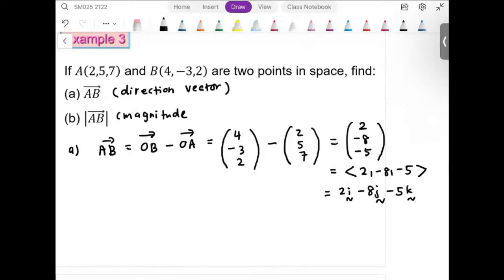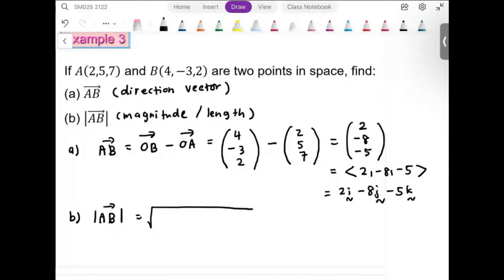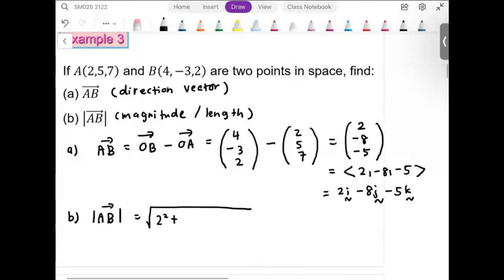Kena tahu simbol. Kadang-kadang soalan sebut magnitude, kadang-kadang soalan bagi simbol macam tu je, modulus je. Ataupun soalan suruh find the length. Term-term tu kena tahulah soalan nak suruh cari apa sebenarnya. Okay, so for magnitude of AB means that we have to square every element. So in this case, we would have 2 squared plus with -8 squared plus with -5 squared. And then tekanlah calculator untuk dapat jawapan. So we have 4 plus 64 plus 25. So surd of 93.